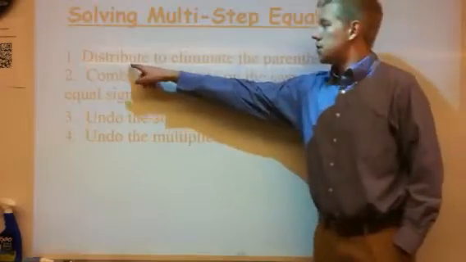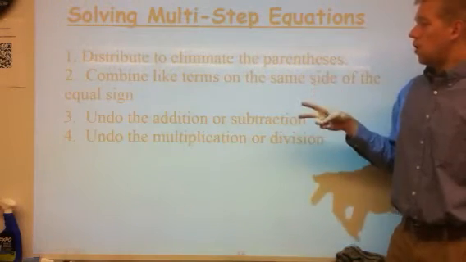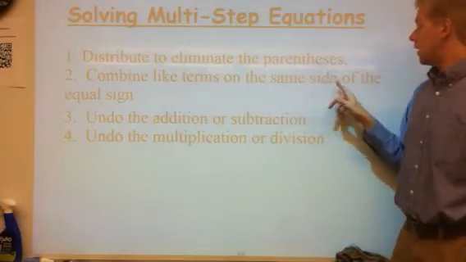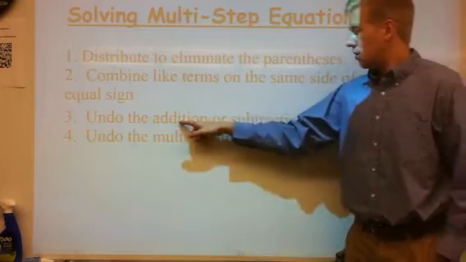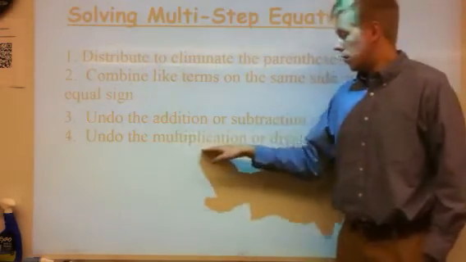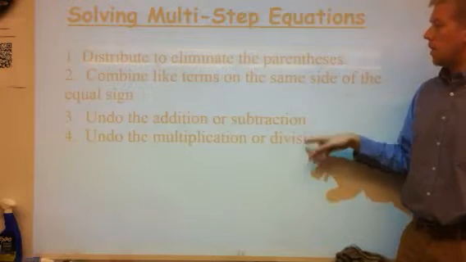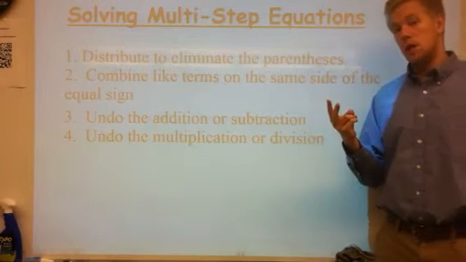Rule number 1, distribute to eliminate the parentheses. Rule number 2, combine like terms on the same side of the equal sign. Step 3, undo the addition or subtraction. Step 4, undo the multiplication or the division. Okay? As you can see, step 3 and step 4 are the same as when we had two-step equations.